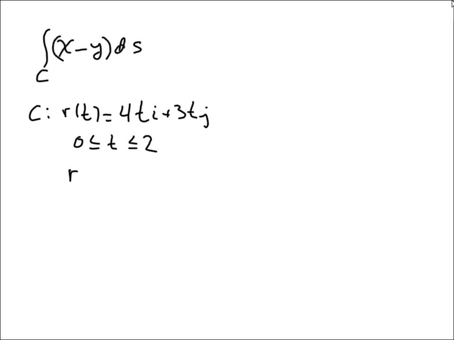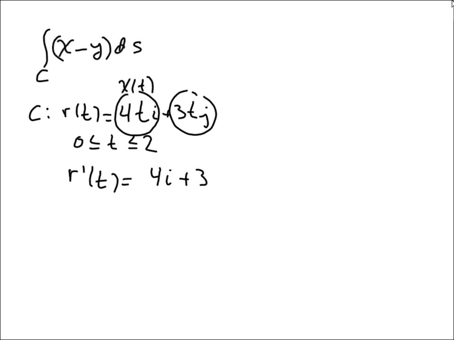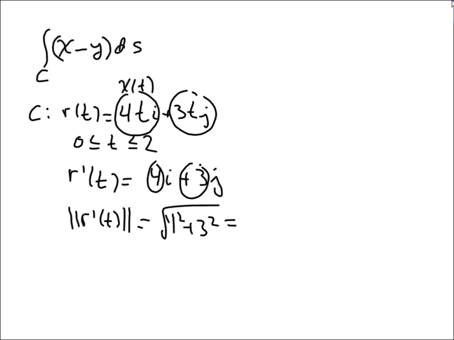Okay, so we should find r prime of t with respect to the x value, the i component. Now, if this is x of t, we just get 4i plus the derivative of that, which is 3j. The length of r prime of t is going to, of course, be 5. It's going to be the square root of 4 squared plus 3 squared. So you should recognize that as 5.